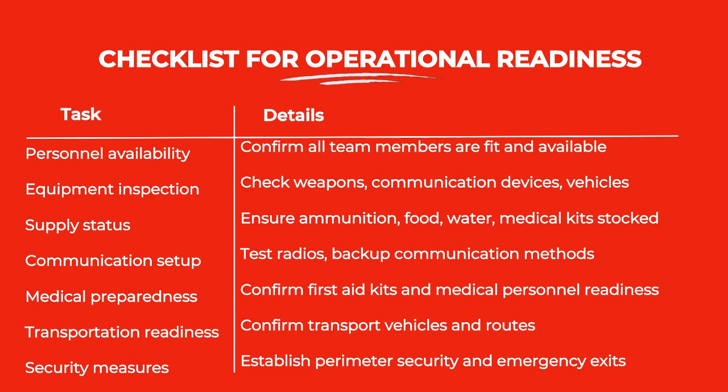Checklist for operational readiness. Task, details. Personnel availability: confirm all team members are fit and available. Equipment inspection: check weapons, communication devices, vehicles. Supply status: ensure ammunition, food, water, and medical kits are stocked.